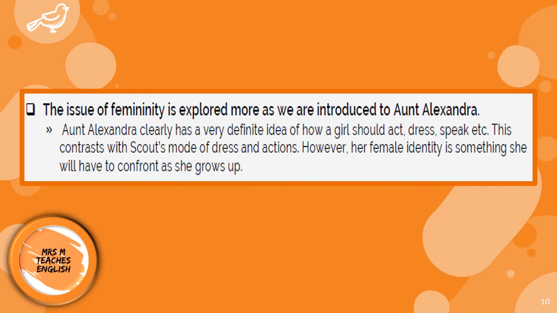Gender issues are an important theme. Aunt Alexandra has a very definite idea of how a girl should act, dress, and speak, and it obviously contrasts with the way Scout dresses and the way that she acts. She is, however, going to have to face her female identity as the novel progresses, as she grows up.